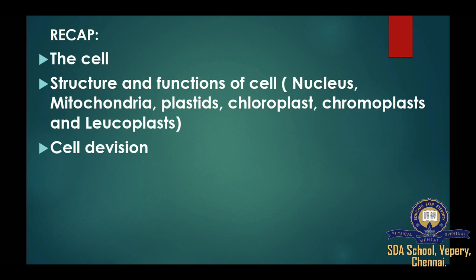The next one, cell membrane. The cell membrane, which is also known as the plasma membrane, gives a definite shape to the cell. Cell wall. The plant cell is enclosed not only by the plasma membrane but also by a wall outside the membrane called the cell wall. The cell wall is made up of cellulose, a kind of carbohydrate.